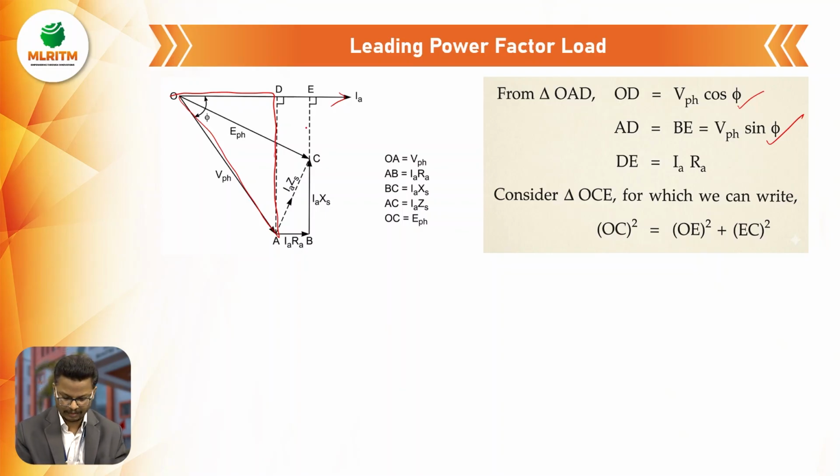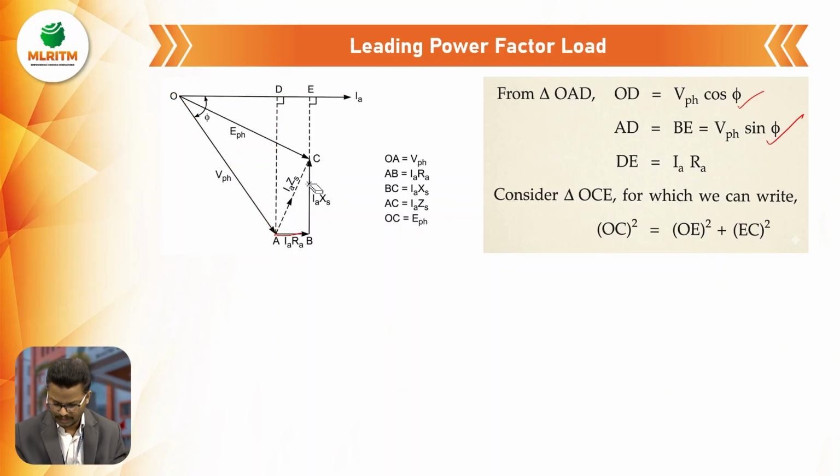And DE value: AB is equal to DE. Here the AB line and the DE line are both the same, so AB value is equal to DE value. Here DE is equal to IaRa and AB is also IaRa. These are the values we found. Now we will go on to derive the E phase.